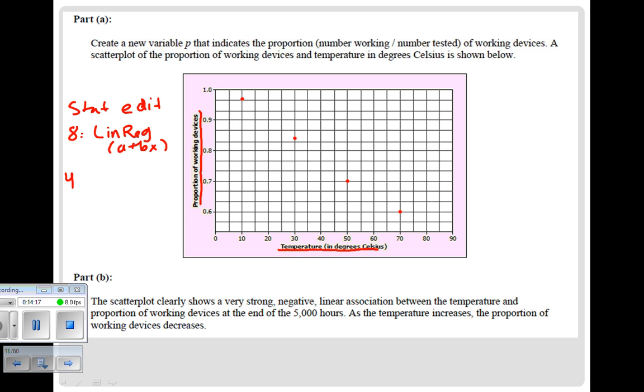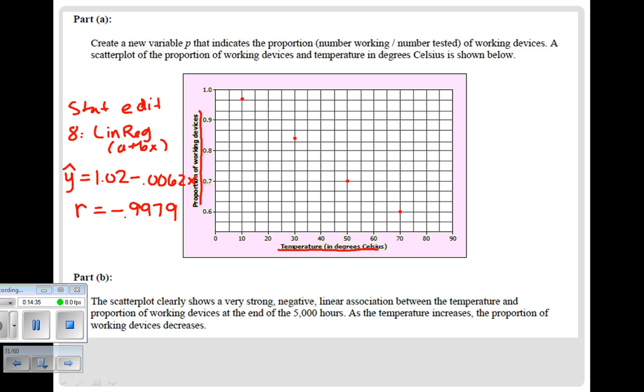And this tells me that y hat equals 1.02 minus 0.0062x. So there's my regression. And then it gave me an r value. It tells me my r is negative 0.9979.